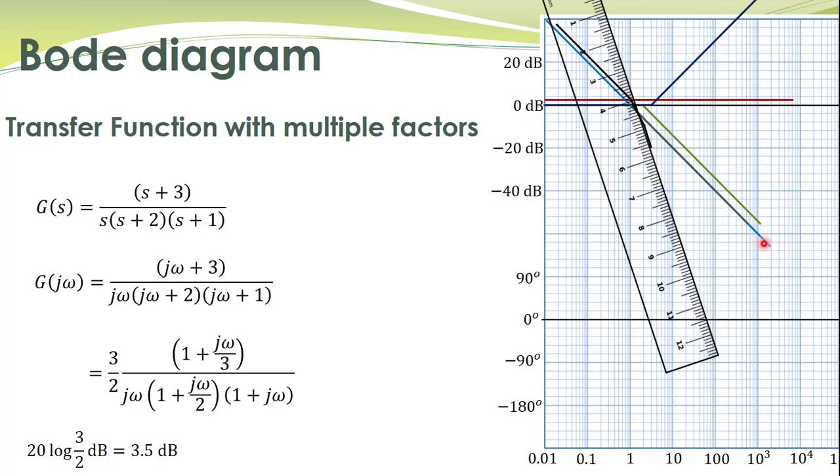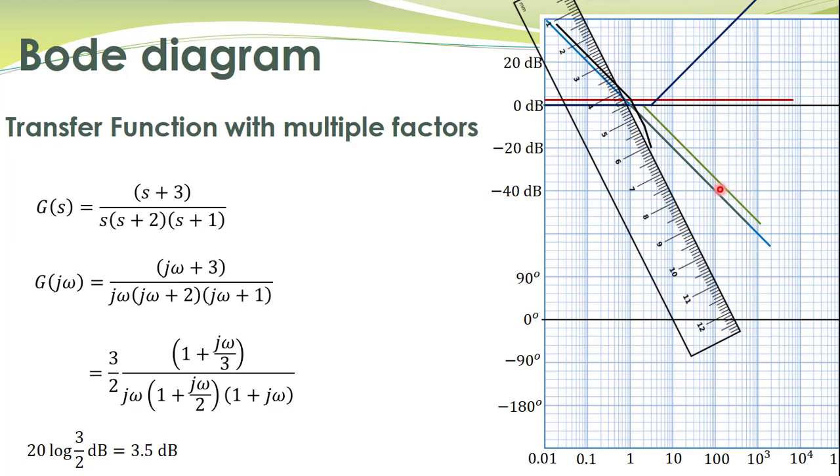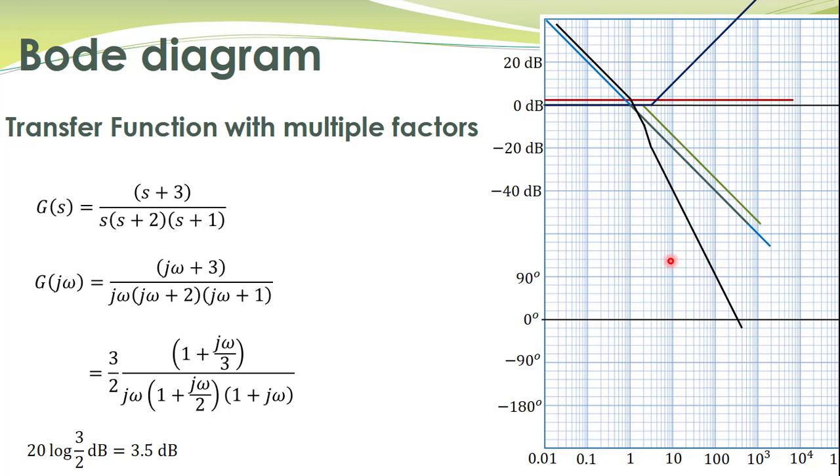Here the slope of this line is minus 20, minus 20, minus 20, plus 20. So the overall slope is minus 40 dBs per decade. And from here onwards, you draw a line with a slope of minus 40 dBs per decade. So this black line is the overall asymptotic magnitude frequency response of this transfer function.